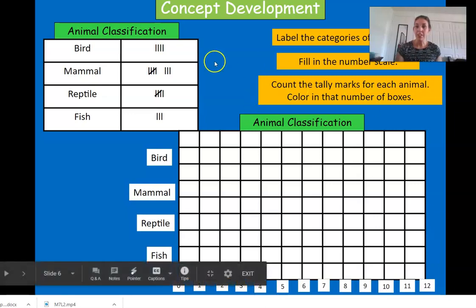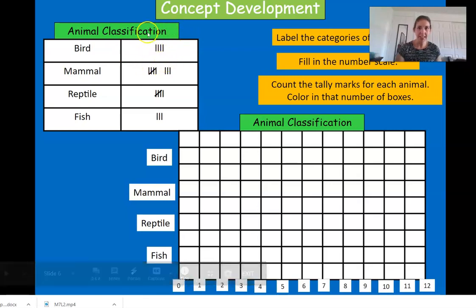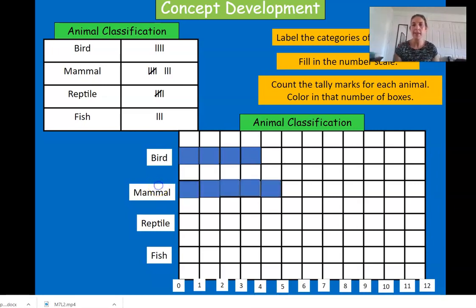Now we're going to count the tally marks. So we're going to look at bird. You count the tally marks. And for a bar graph, you actually color in the boxes, that number of boxes. So for this one, we have 4. So we're going to color in 4 boxes. Now we're going to look at the mammal. How many for the mammal? We have 8. 1, 2, 3, 4, 5, 6, 7, 8.